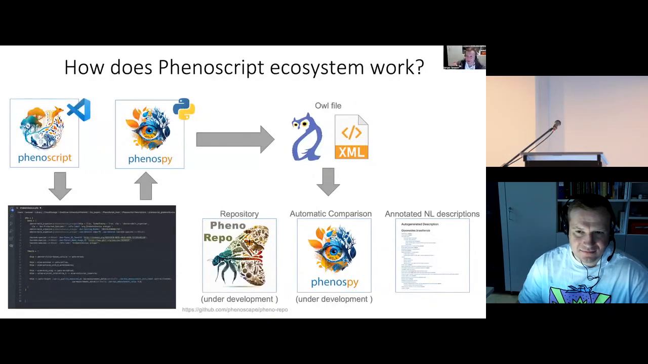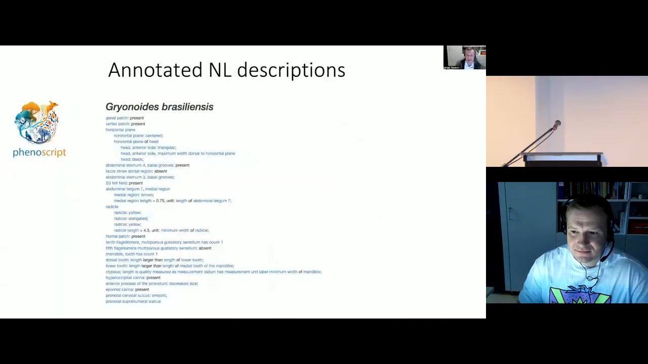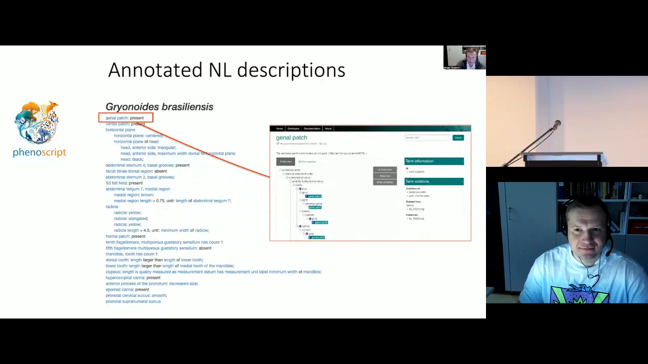And the third application is to use your description and Phenospy package to convert Phenoscript into annotated natural language description for publication. And this is how the annotated natural language description looks like. So basically all the terms in this description are hyperlinked, and if you click on a particular term, your web browser will take you to the ontology lookup service where you can see all the necessary definitions and the relationships of this term.